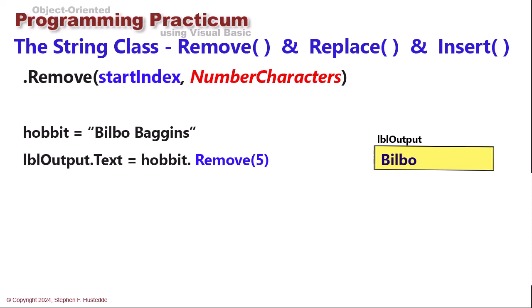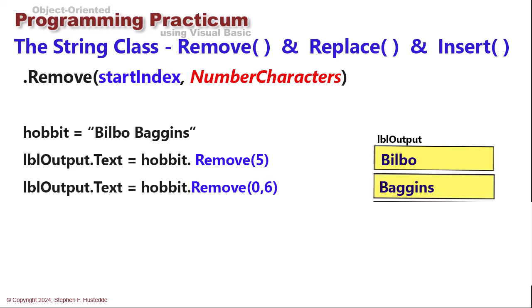I specify index 5, that's the 6th character. It's going to remove everything from that space to the end, and I'm left with Bilbo. That's what is placed in the label. In the same manner, if I say LBL output.text equals hobbit.remove, and I say 0, 6, I'm going to remove the first 6 characters starting at index 0. What's placed in the text of LBL output is Baggins.